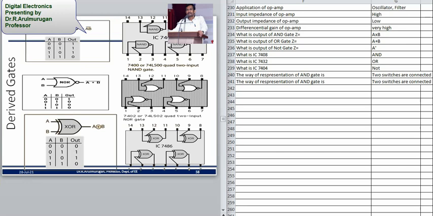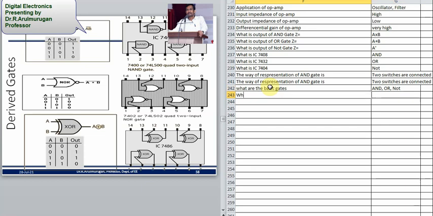Next one is derived gates. What is the meaning of derived gate? A derived gate means a combination of two gates. Here is one more question: what are the basic gates? You should say AND gate, OR gate, NOT gate are the basic gates.